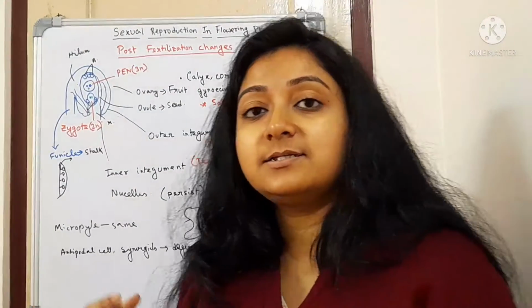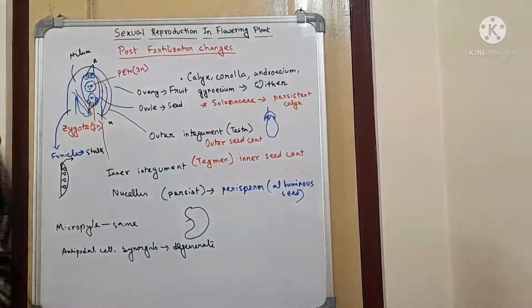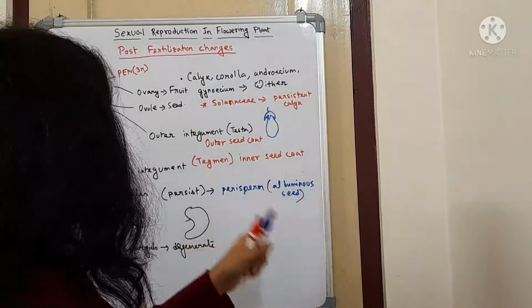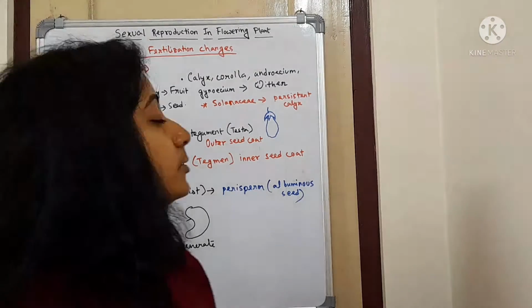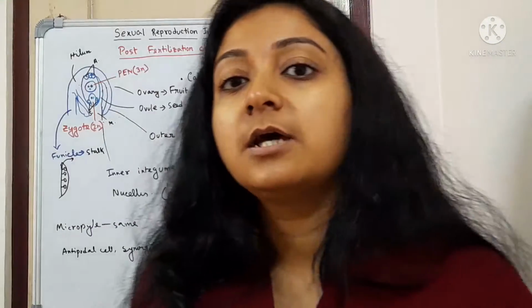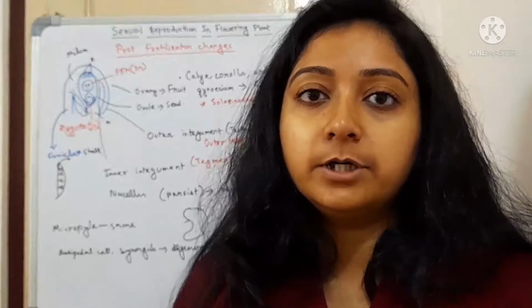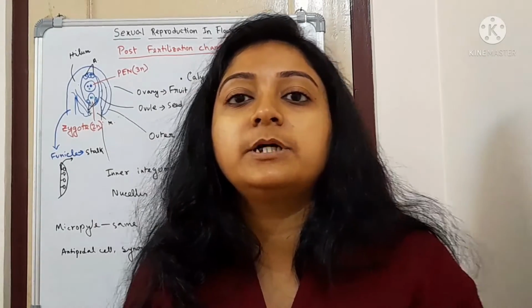In most cases, the nucellus is absolutely used up by the growing embryo, and in a few cases it is present. Like in the case of castor, we can find that the seeds are albuminous in nature. They have the persistent nucellus in them. So this is all about the post-fertilization changes which occur generally in the embryo sac and the flower.